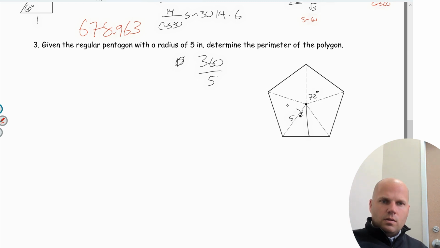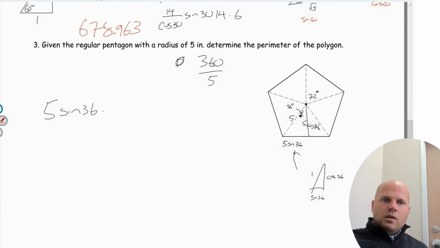Great. My students are going to be saying this is the sine of 36, this is the cosine of 36, and this is 1. The scale factor is 5. If you did it any other way, it doesn't matter. You get 5 sine 36 and 5 cos 36. Cool. I have half of my base times my height.